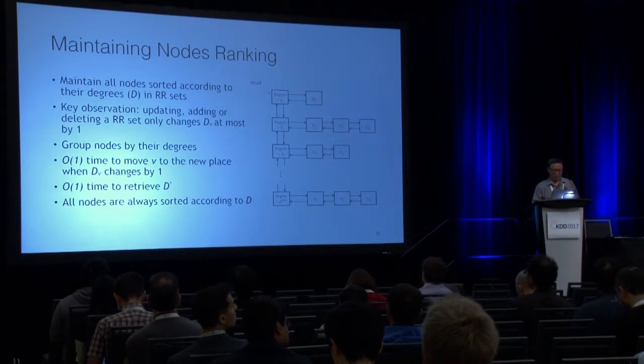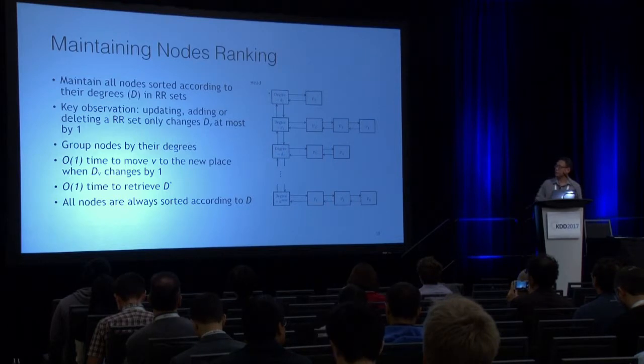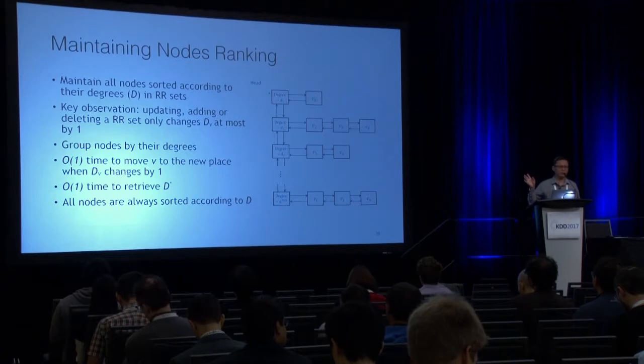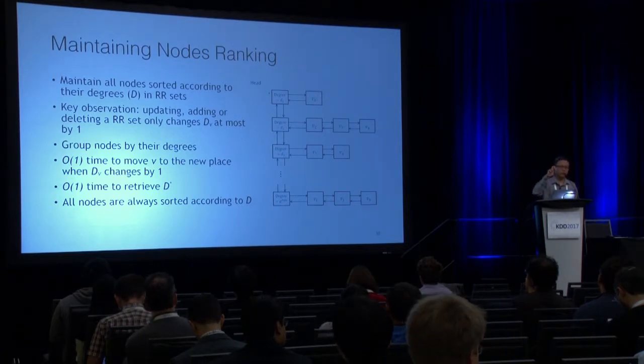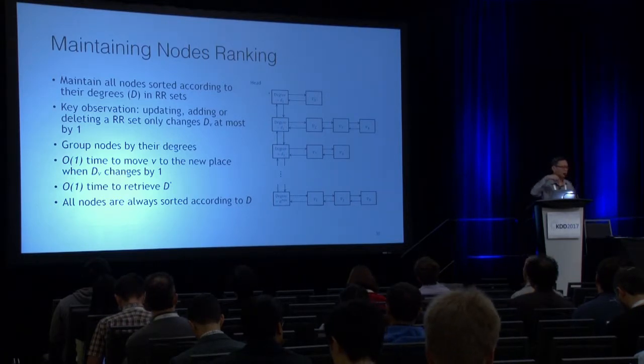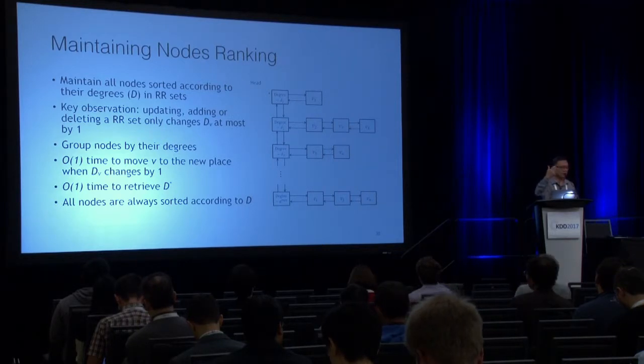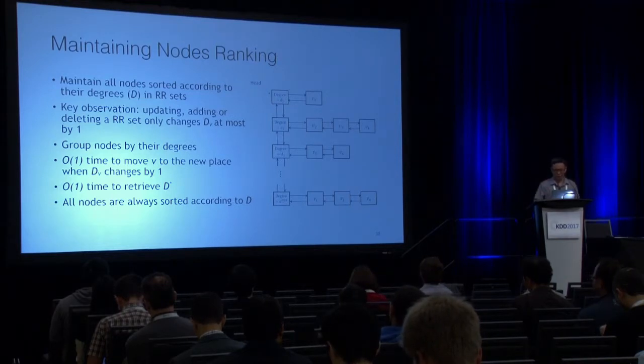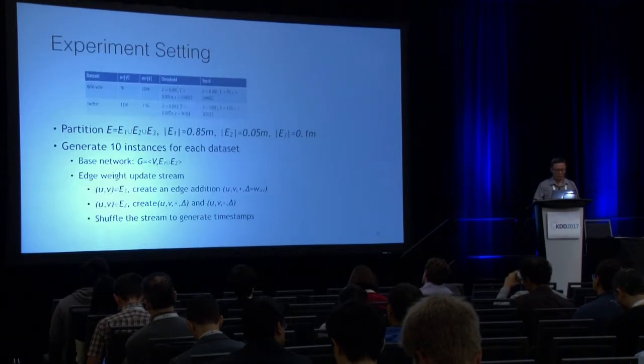Another thing is that we need to maintain those node rankings. We have a data structure that achieves constant time retrieval for each node. That means you don't need to do, for example, binary search to find the node and its corresponding entry; you can do it in constant time. That guarantees that the whole processing time is constant per node.